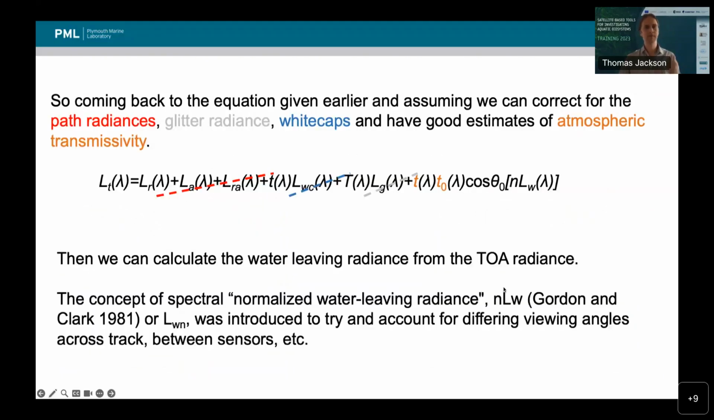So back to that equation, if we assume that our processing works and we've managed to correct the path radiances, the glitter or glint radiance, the whitecaps, and we understand what's going on with the atmospheric transmissivity, then we can calculate the water leaving reflectance. And that's what then constitutes the ECV, or the ocean color record.